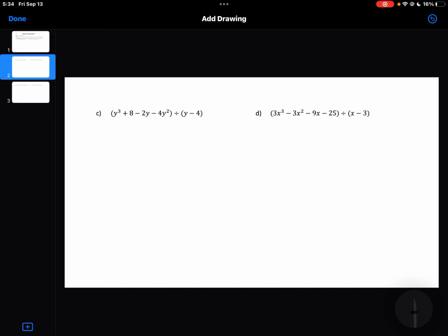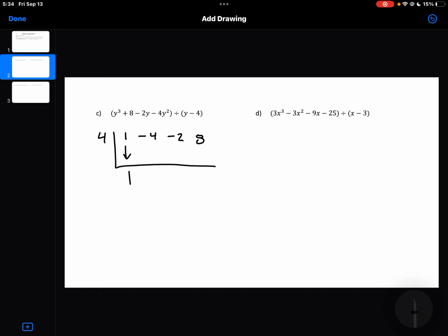So let's keep going. We'll do a couple more examples. So set up my division here. I'm going to put the coefficients in order. So I've got 1 for y cubed, minus 4 for y squared, minus 2 for y, and then 8. And then I'm going to put my 0 outside. So I've got y minus 4, so then I put plus 4 outside.